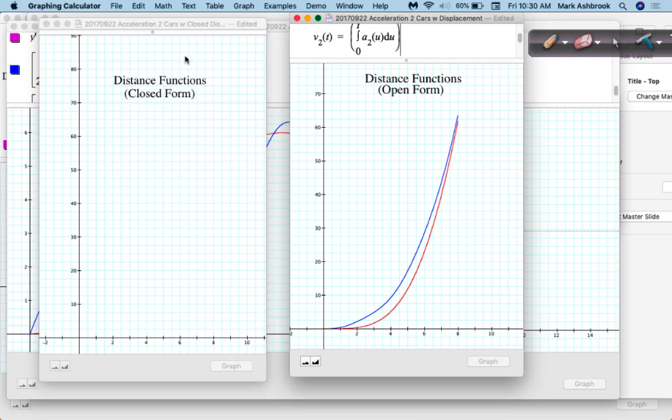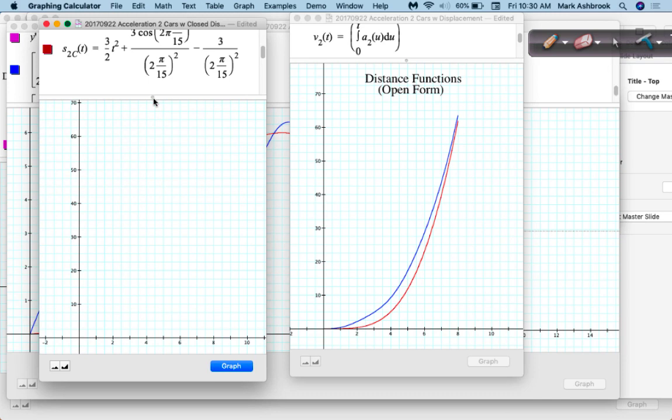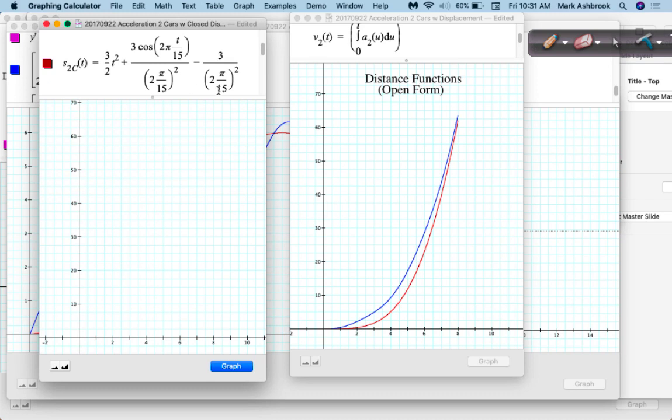Now here I've got these defined in closed form. I've got my distance functions defined in closed form. Okay? So is that complicated? No, that's much, much easier than open form, right? Because it's closed form. It's just constants and sine functions and polynomials. It's not a big deal. Watch. I'm going to graph it. Ready? Keep your eyes open.